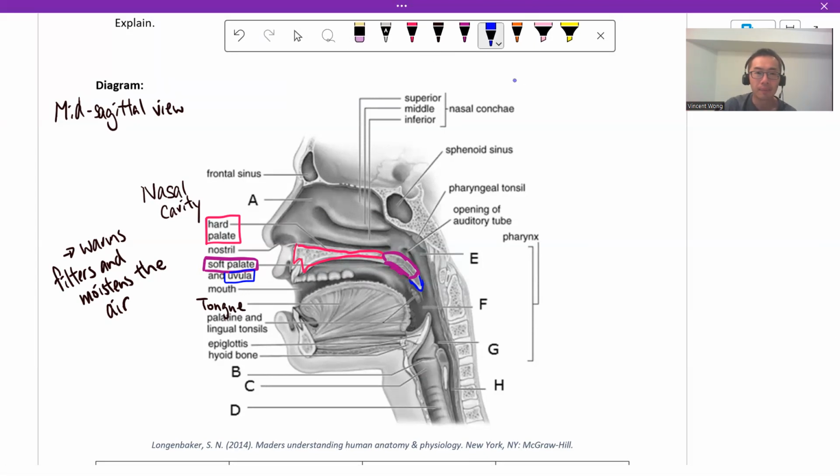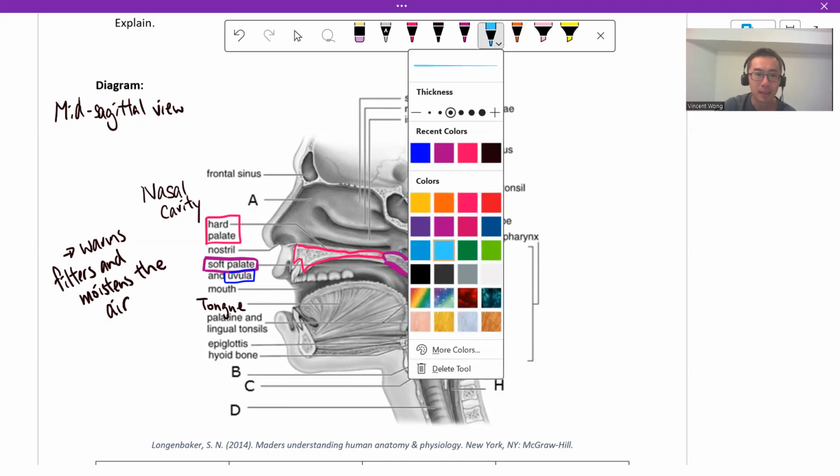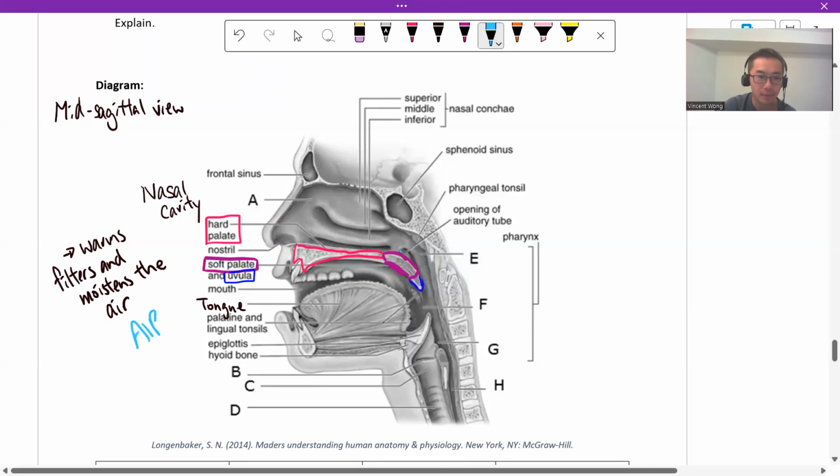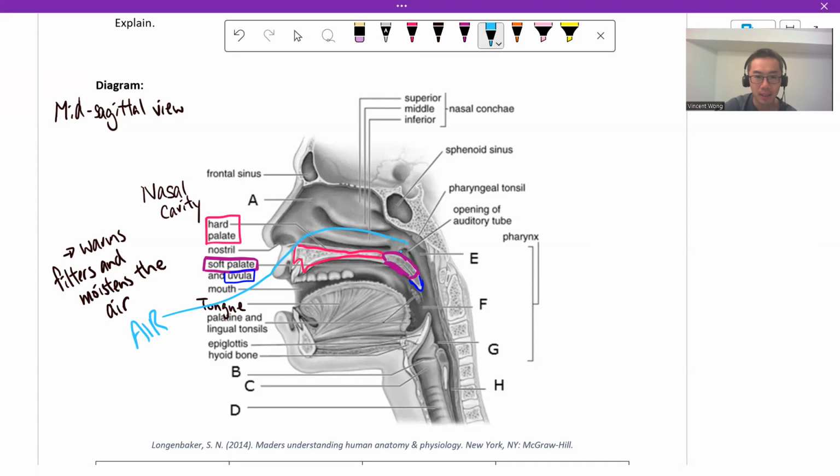All right. Let's take a look at what happens when we breathe. Okay? So when you breathe air, we're going to go through the nose. Let's just do it the regular way. And the air is going to take this path. Okay? Air is going to go through an opening at the back, and then it's going to go to this tube here at the front.